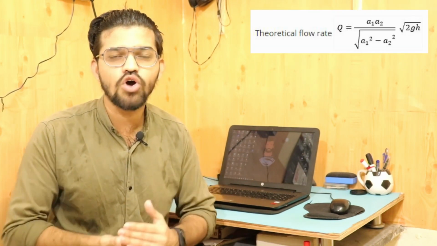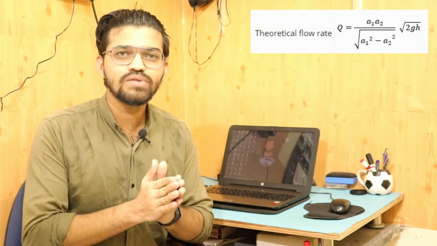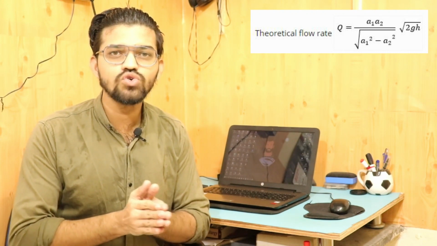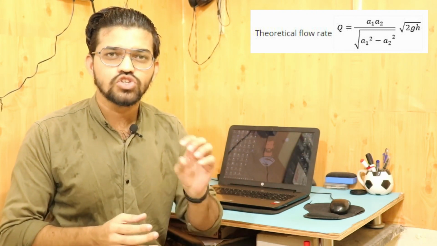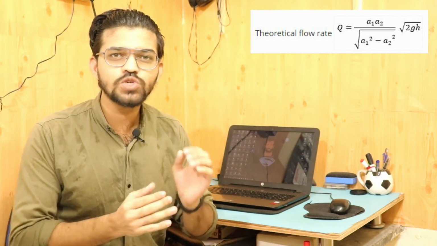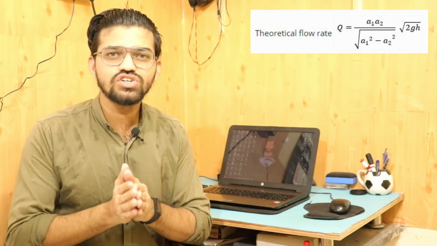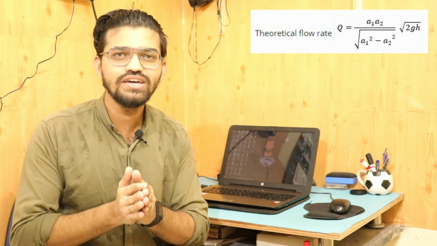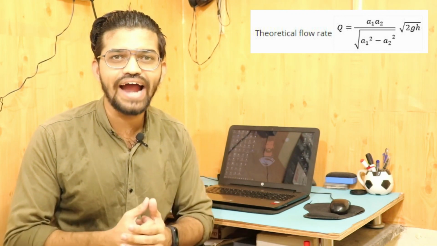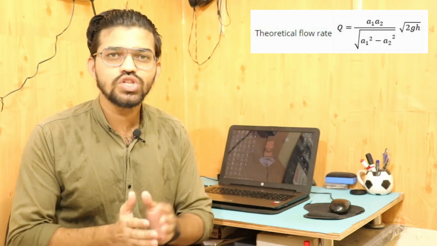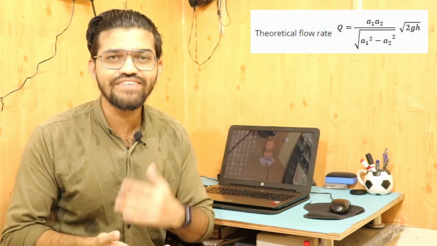The formula used to calculate the discharge, the theoretical discharge, is Q theoretical equals A1 into A2 into the square root of 2gh, divided by the square root of A1 square minus A2 square. Here A1 and A2 are the respective areas at section 1 and section 2. In 2gh, g is the acceleration due to gravity and h is the difference in height that we get from the difference in the manometer levels. This is the theoretical discharge that we have calculated.